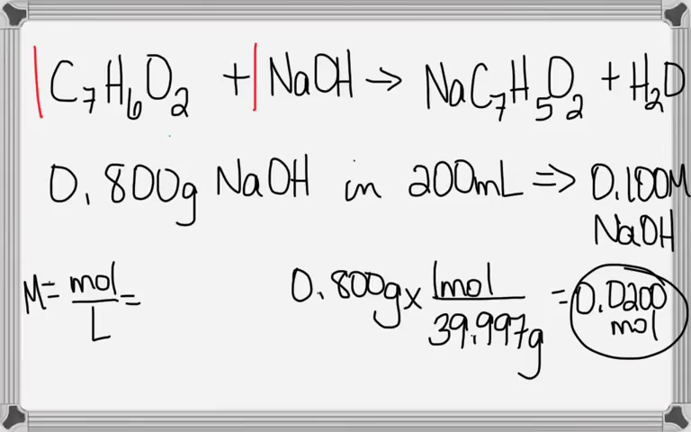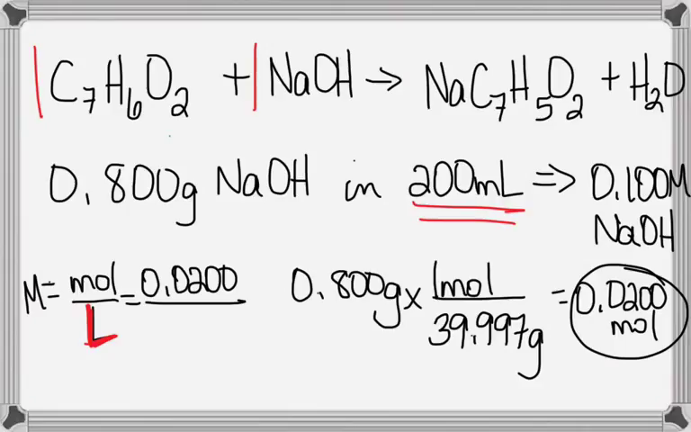That number tells us the moles. We're dividing it by the liters. 200 milliliters is 0.2 liters, so 0.02 divided by 0.2 gives us 0.1 molar sodium hydroxide. Okay, so that's how we know it's 0.1 molar.